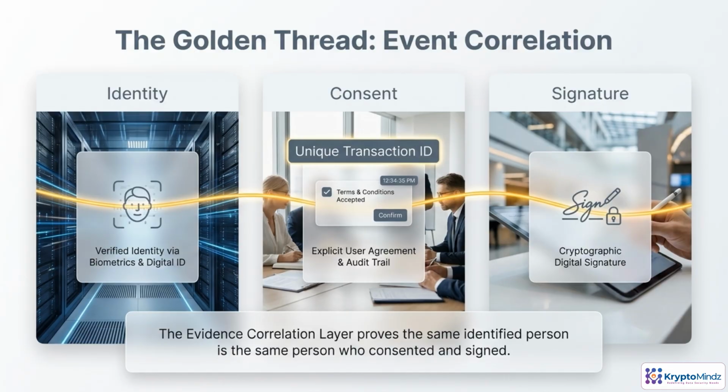Event correlation is the golden thread that makes onboarding and signing legally defensible. First, the person is verified. Later, they read information and actively agree to it. Finally, a cryptographic signature is created. Correlation means you can prove these three events belong to the same human in the same session for the same transaction. In disputes, this linkage lets the bank show that this identified person really consented and really signed.